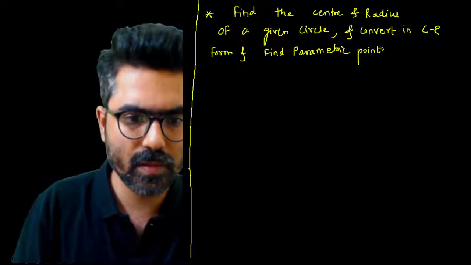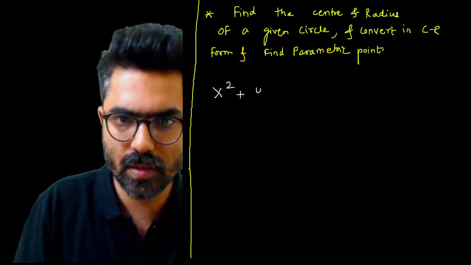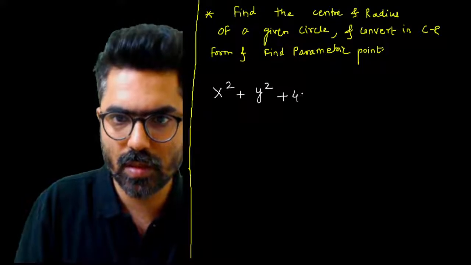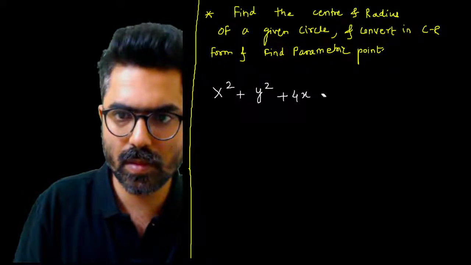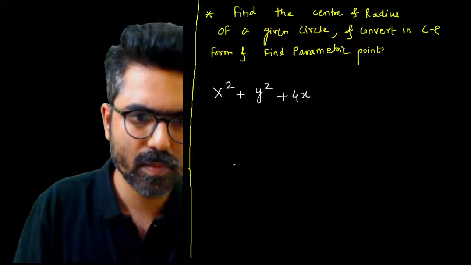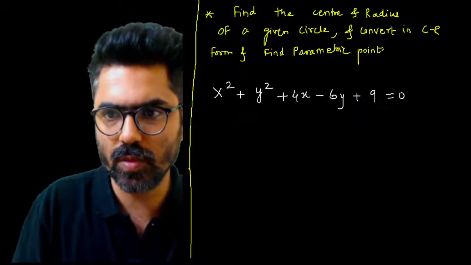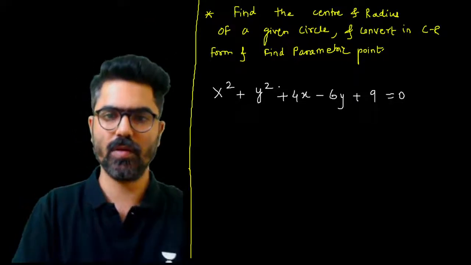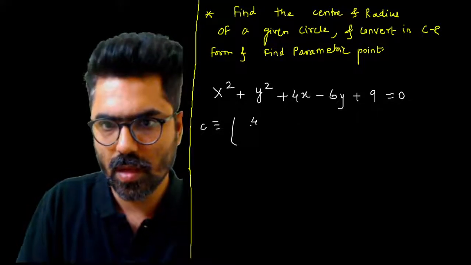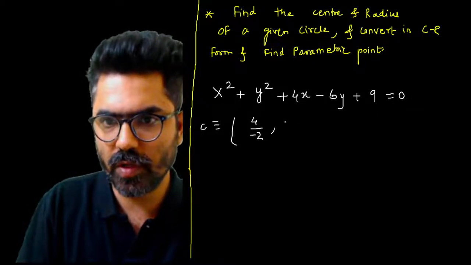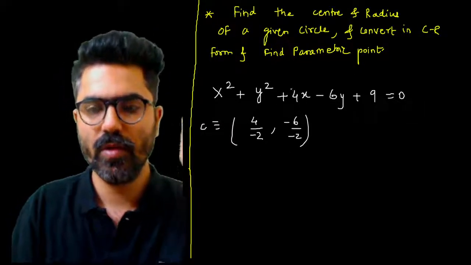We have been given a circle. You have to find the center and radius. Let's say the circle is x square plus y square plus 4x minus 6y plus 9 equal to 0. So the center is what? The center is whatever the quotient of x upon minus 2, and the quotient of y upon minus 2.